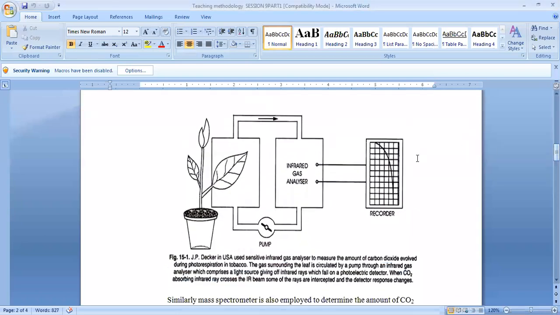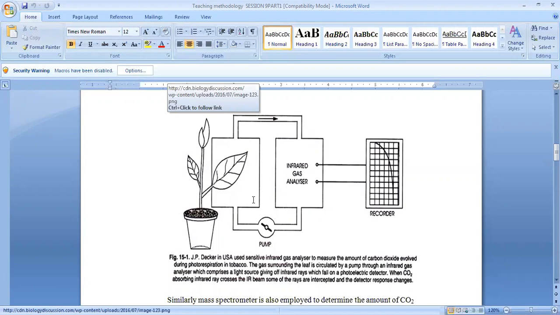So here you can see, as I have already explained, this is a gas analyzer. This is the tissue of the leaf from which we are going to measure the amount of carbon dioxide evolved. This is a living tissue, and we can take the readings at different environmental conditions after different time periods of illumination or dark period, and measure the amount of carbon dioxide evolved. When we measure the carbon dioxide evolved, that means we can measure the amount of photosynthesis going on.